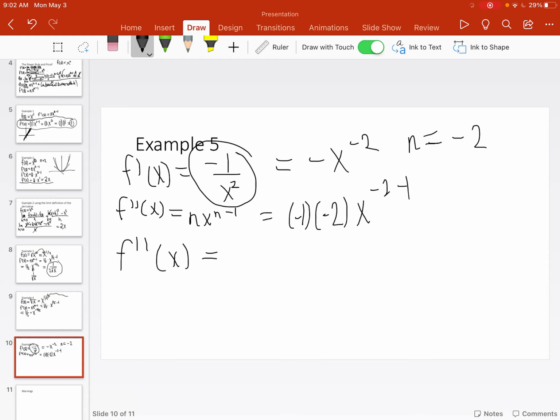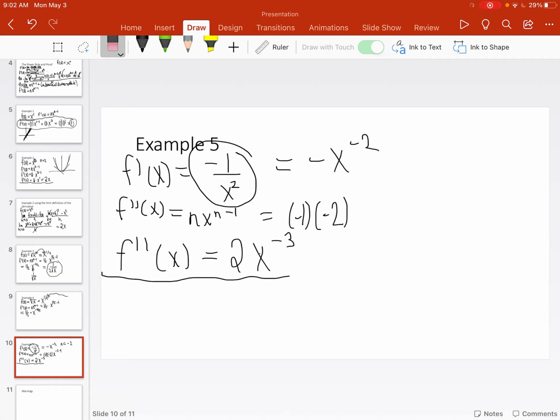Well, simplifying this, the second derivative just comes out to be, what's -1 times -2? Well, it's just +2. And we have x, we got -2 minus 1, which is just -3. Cool, we got our second derivative. Easy. Okay, why don't we go for a third derivative?